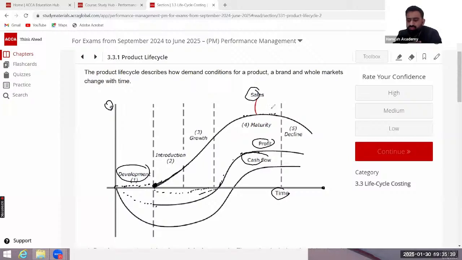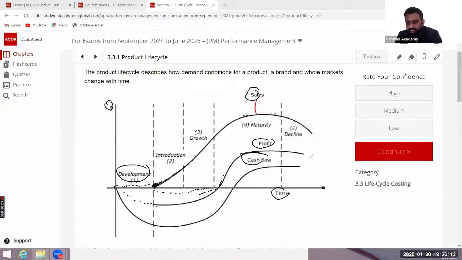stage as much as possible. But ultimately, there will be a time when your product will start to become outdated and it will start to decline. And in a decline, you will start to lose your profitability. And at some point in the decline, before you enter in a negativity, in a loss-making area, or in negative cash flows, you have to decide to exit the product.